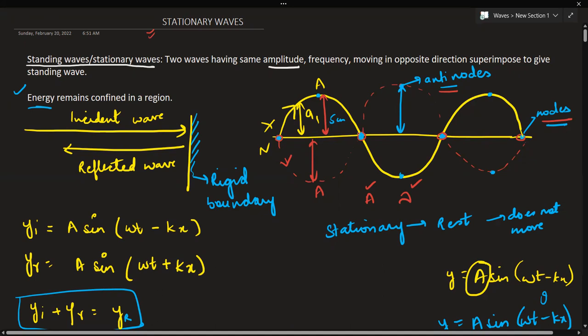So that's why, since there is no transfer of energy, we say that these waves are stationary waves. Just simple reason. So there are points known as nodes where the value of displacement is zero, and these points are known as the antinodes, where the maximum displacement value is there. All right?